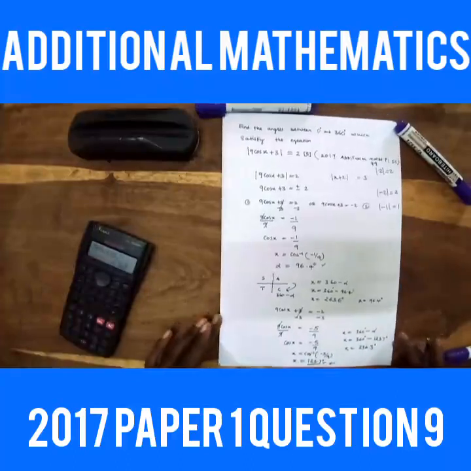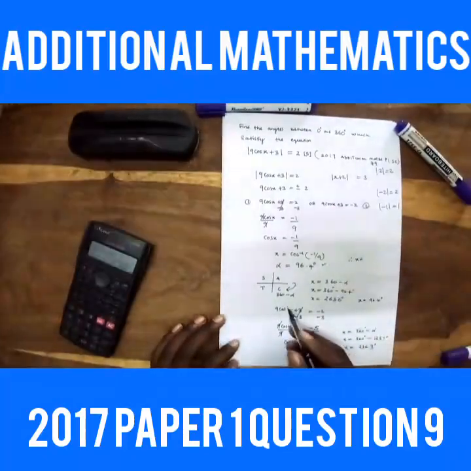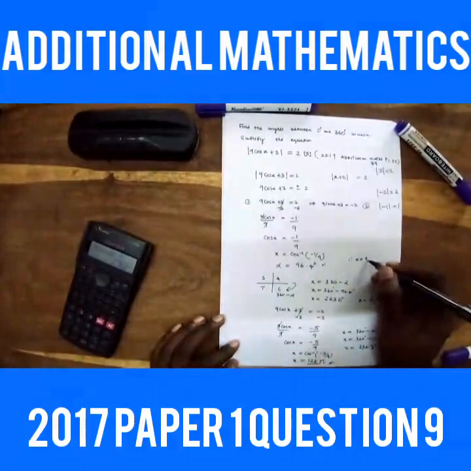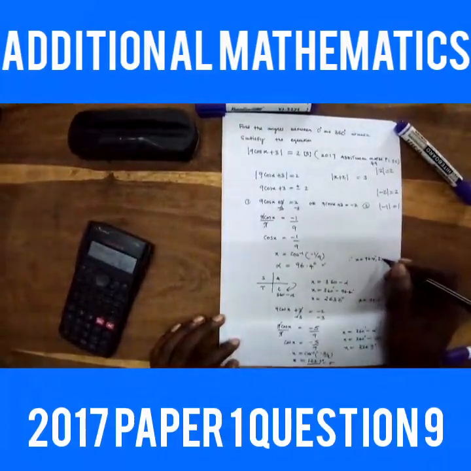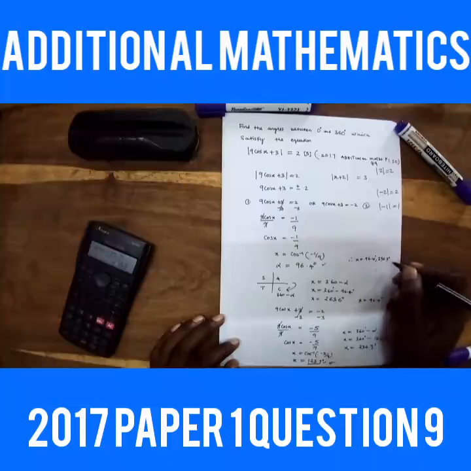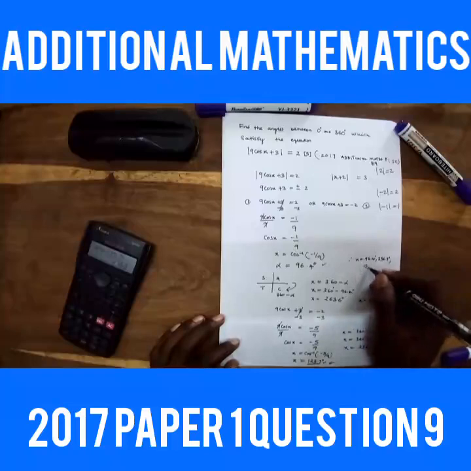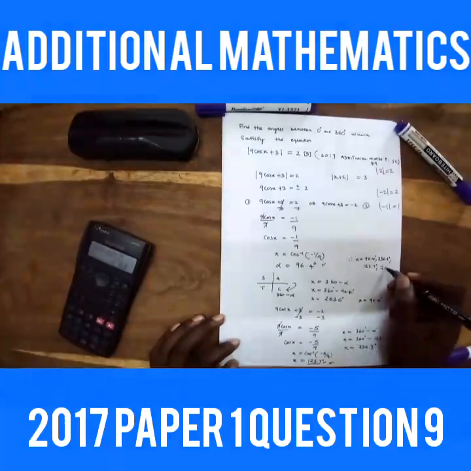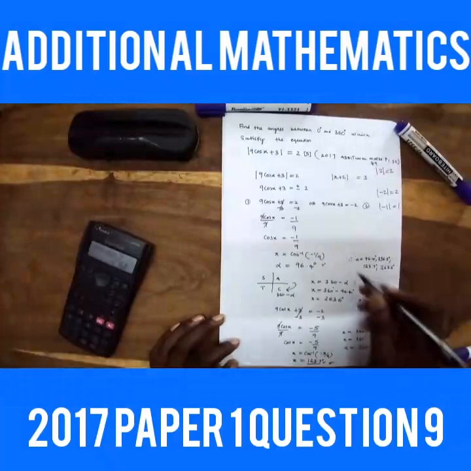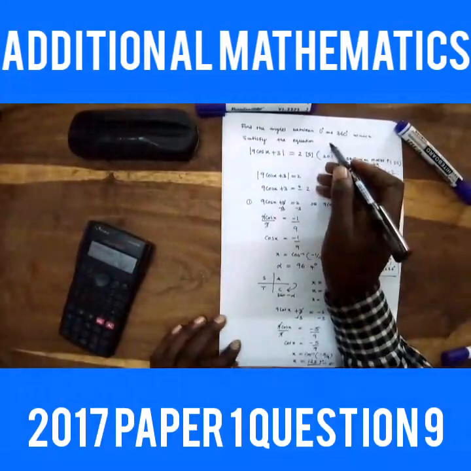So we can now conclude and say, therefore, x equals, the first answer was 96.4 degrees, followed by 236.3 degrees. What else? We have 123.7 degrees and 263.6 degrees. Then take note, all these angles fall within this range.